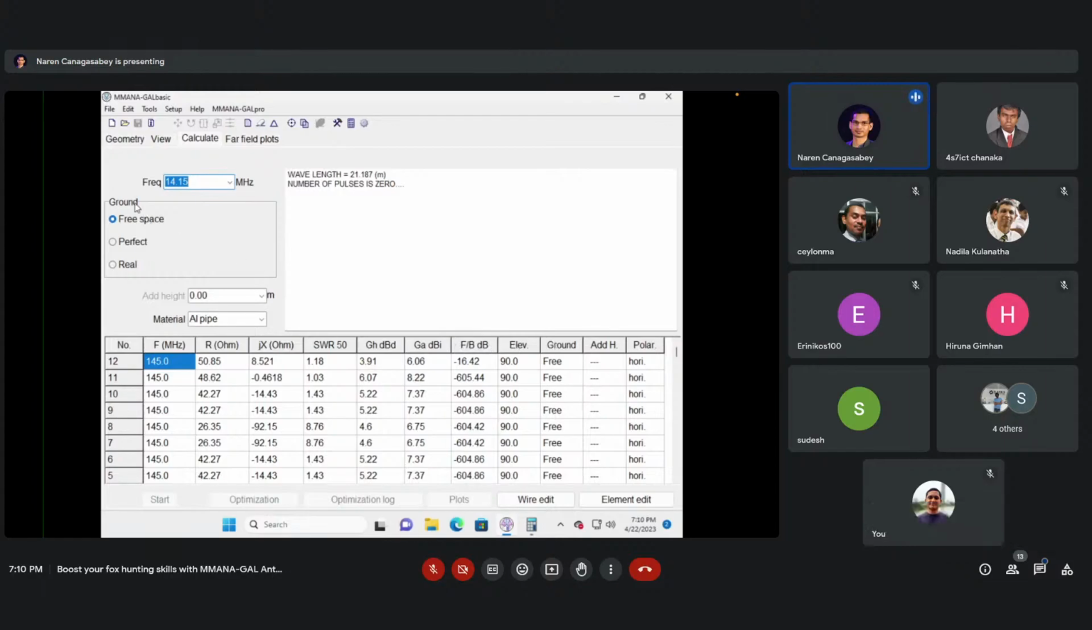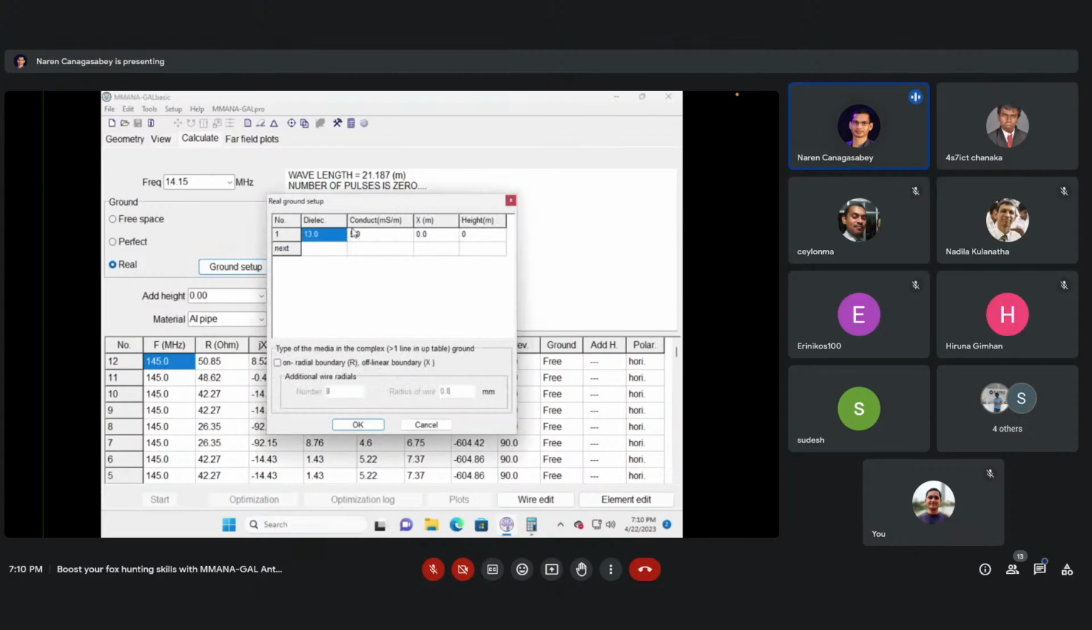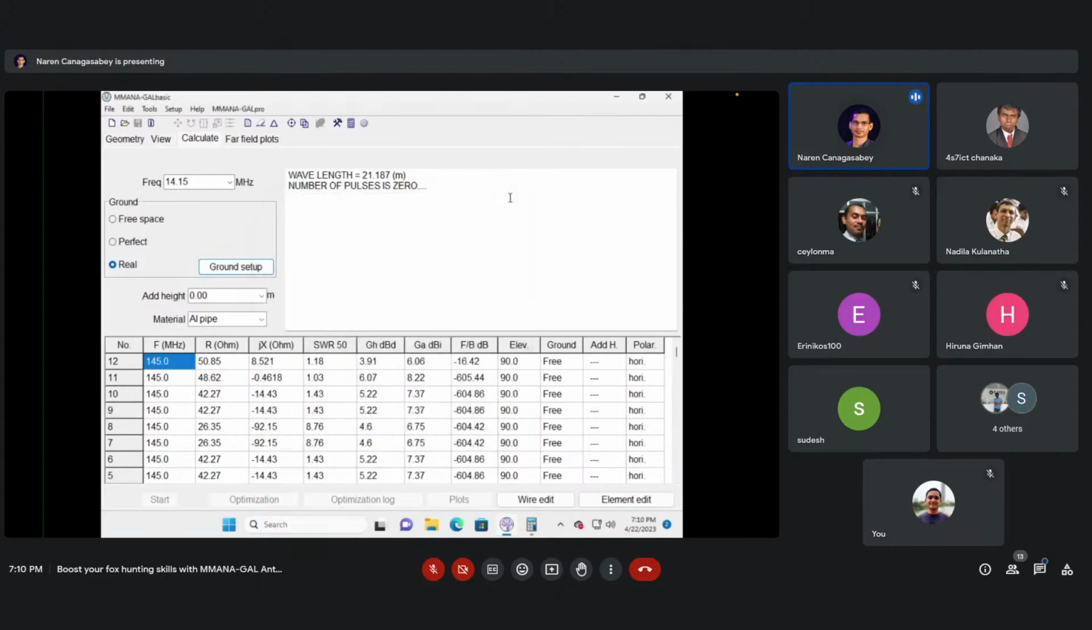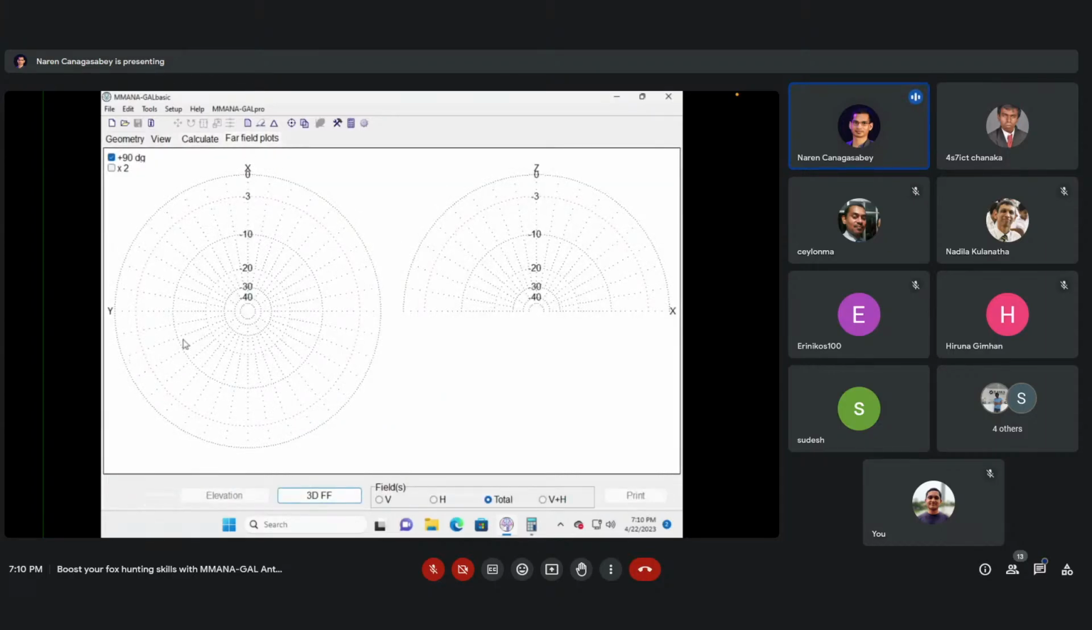Here you see ground, free space, perfect, and real. So perfect is an ideal ground, and real is where you can do the ground setup here. So these two will not be required for today's simulation. And finally, we see what we call the far field plots. This is where the radiation pattern of the antenna is going to be projected. So once all the simulations are done, you will see the pattern appearing here.